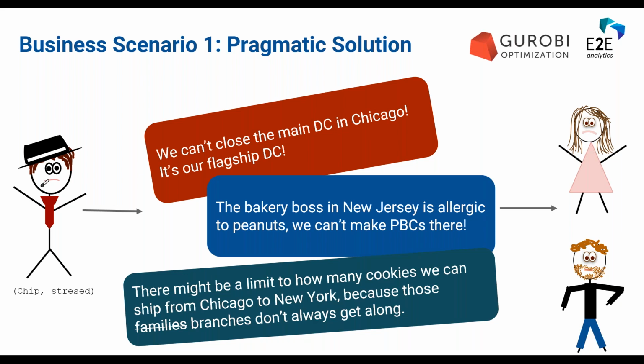And then there's the business scenarios, right, where they come back and they say, all right, well, that might be optimal, but there are just certain things that we can't do. So we have to add constraints in the model to make the solution something that's actually pragmatic and works with historically how the business has been run.